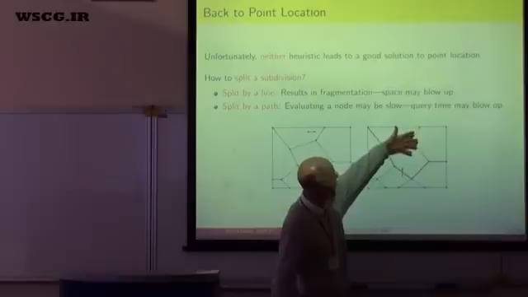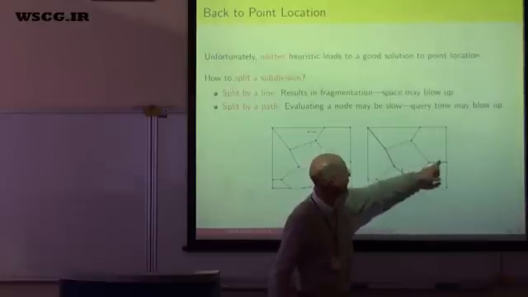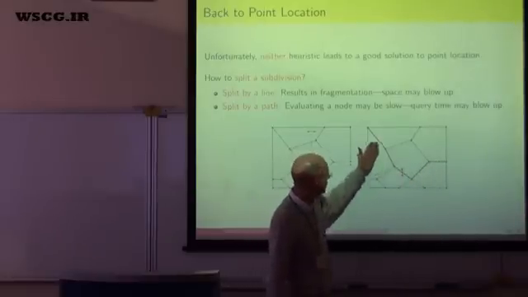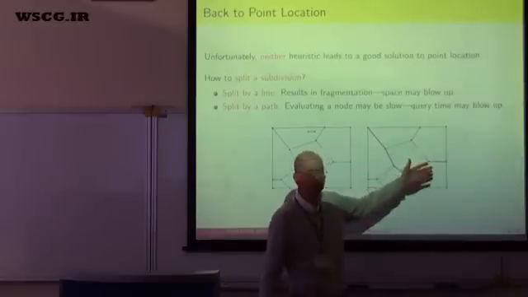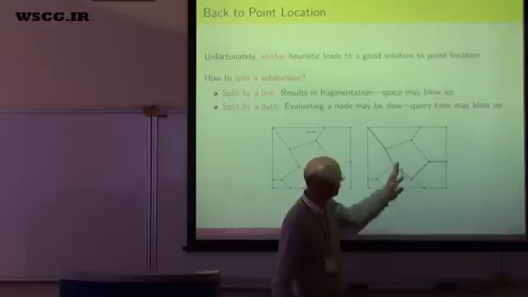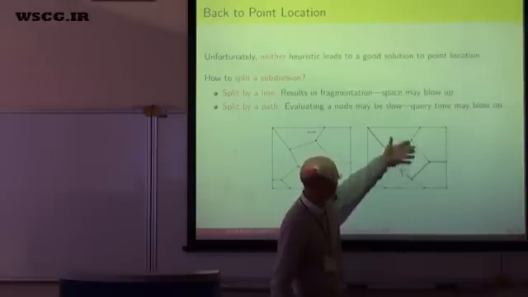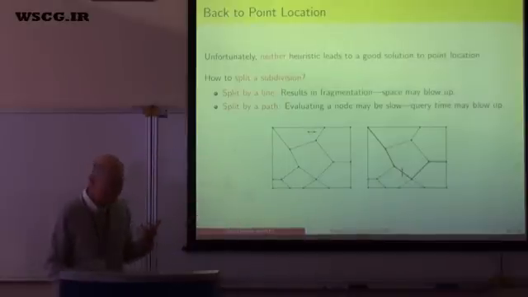Because in order to determine whether I'm above or below, I have to determine where I lie relative to this polygonal curve, and that's going to take me some time. Presumably, if there are k edges here, it's going to take something like log k time to determine which edge overlaps the query point, and then I'm going to have to go above or below. So now the query time may blow up.